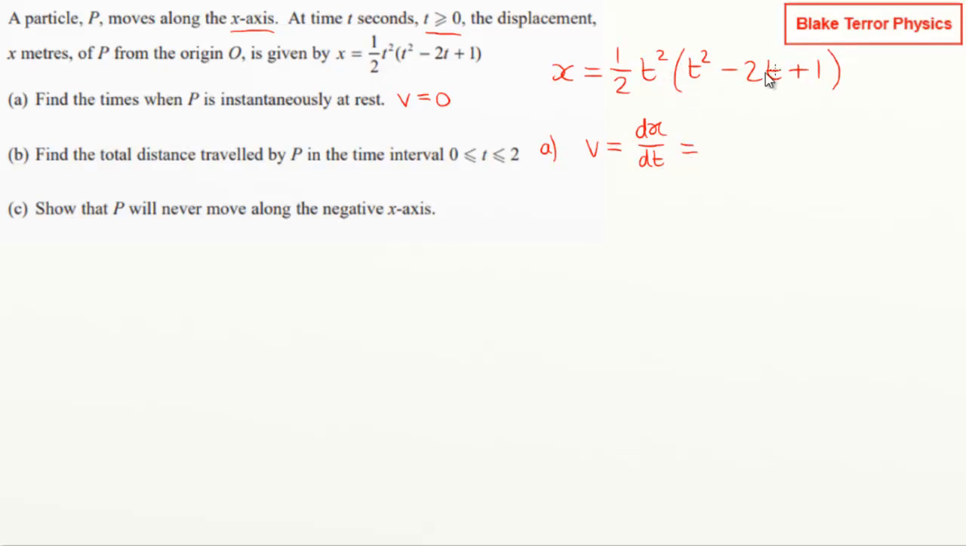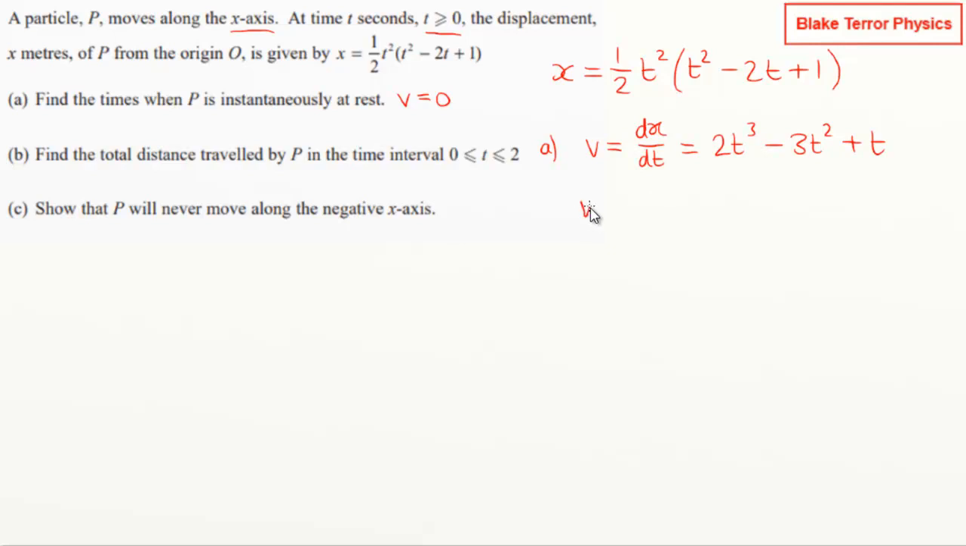Right, so rather than use the product rule, because there's only 3 terms, if we multiply this out, I'm going to differentiate each term individually. So we've got a half t to the 4, which will go to 2t cubed when we differentiate. We've got then a minus t cubed, which will go to minus 3t squared, and then just that thing on its own, which is going to be a plus t when we differentiate. So I think that's easier than having to deal with a product rule in this particular case.